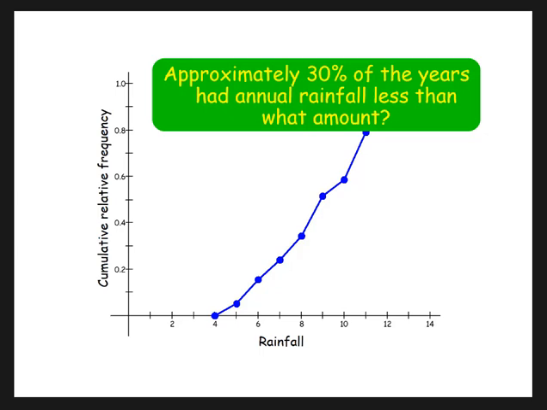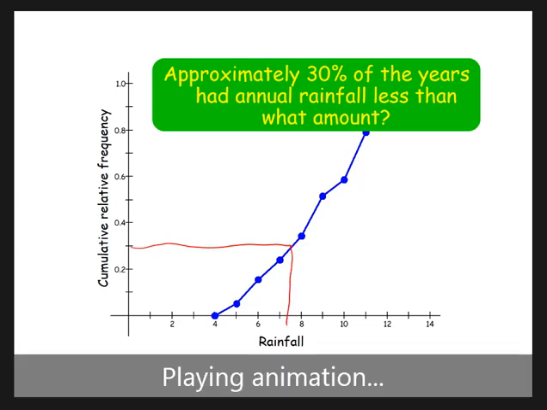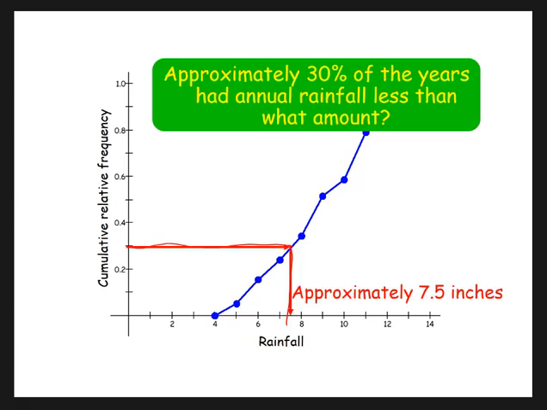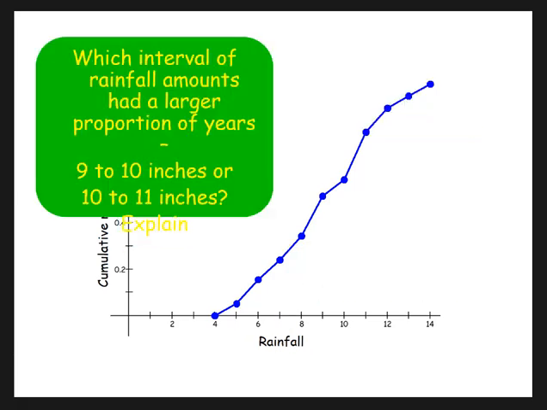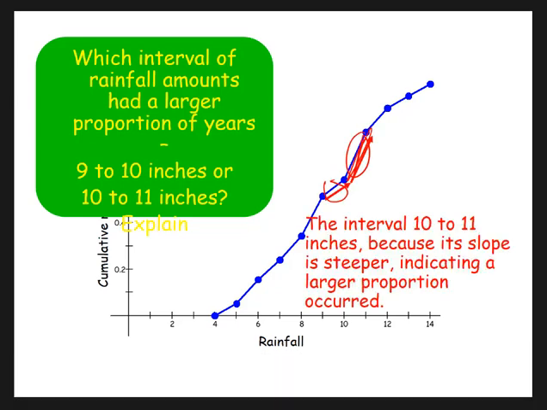So approximately 30% of the years here had annual rainfall less than what amount? So we'd find 30%, trace it over. That'd be less than 7 or 8 inches. Well, 7.5 inches. There we go. Which interval of rain amounts had a larger proportion of the years, 9 to 10 or 10 to 11? Well, here's 9 to 10, here's 10 to 11. 10 to 11 has a steeper slope. That's a higher proportion.